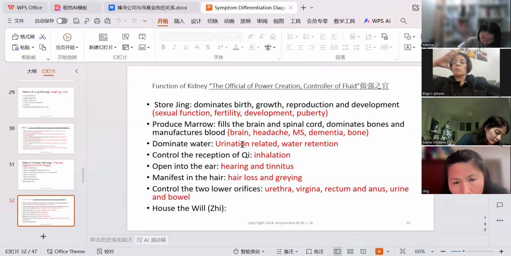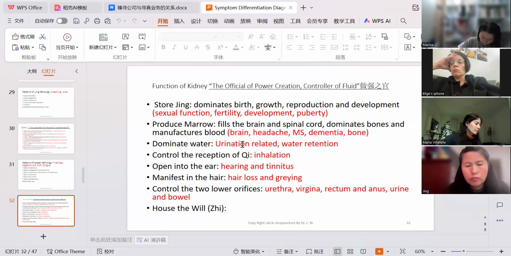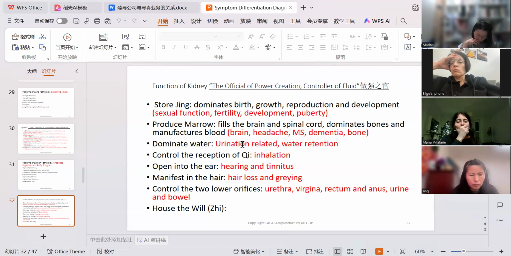Kidney opens into the ear, so hearing, tinnitus, troubles with the ears can be related to the kidneys. However, because the liver meridian, gallbladder, sanjiao, and many other meridians go around the ears, that can also cause issues with the ear. So not all ear problems have to do with the kidney. But however, kidney opens to that. If there is an issue with the kidney, it usually affects both sides of the ear.